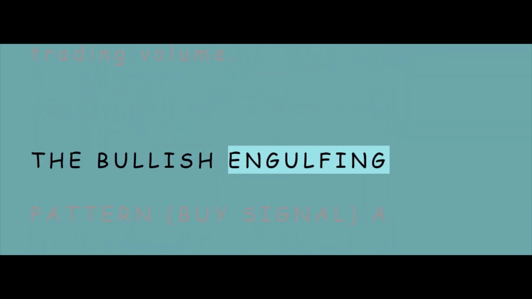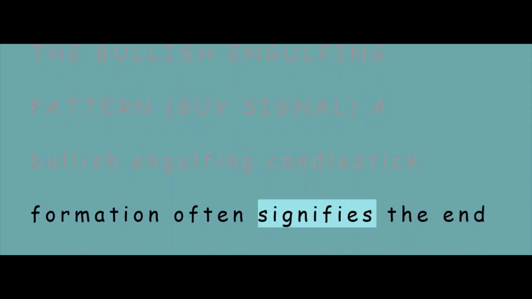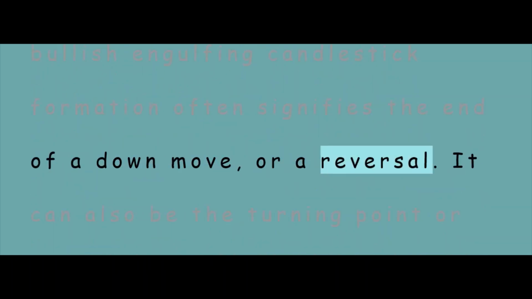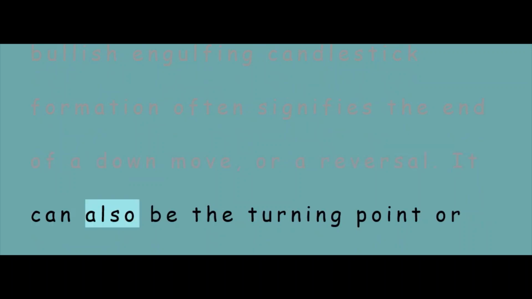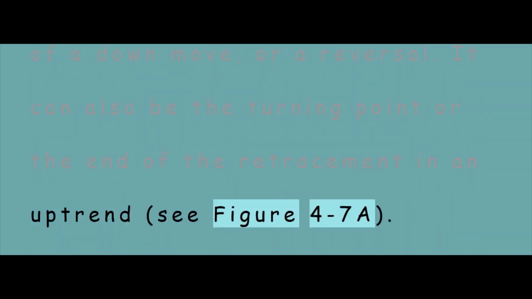The bullish engulfing pattern, buy signal. A bullish engulfing candlestick formation often signifies the end of a down move, or a reversal. It can also be the turning point or the end of the retracement in an uptrend. See figure 4.7a.